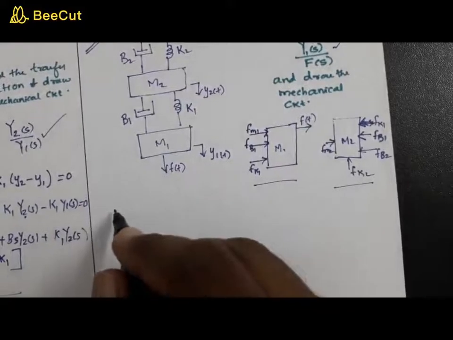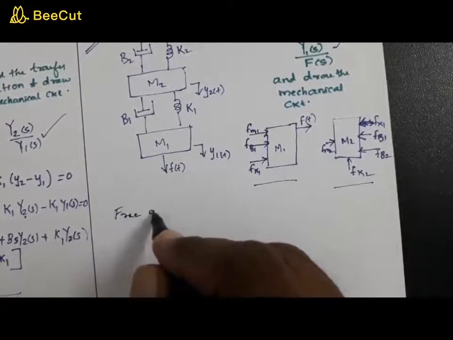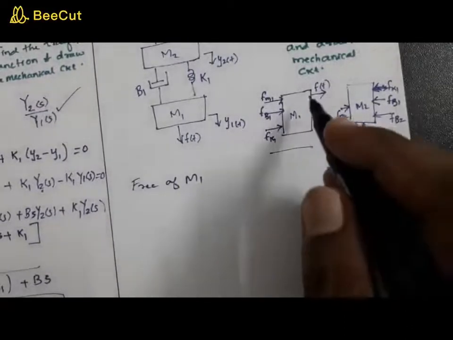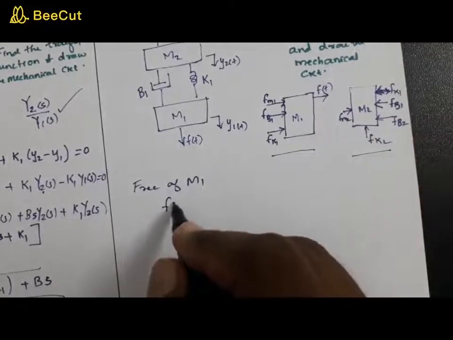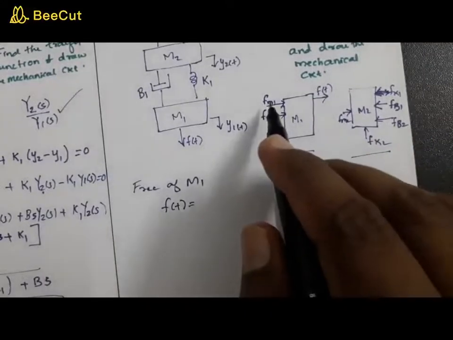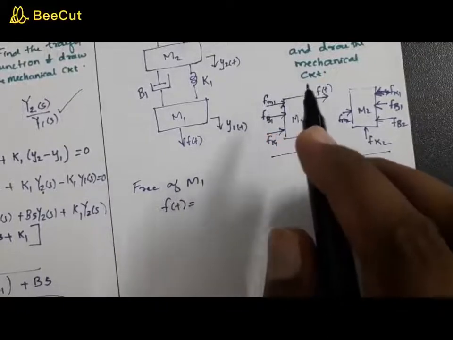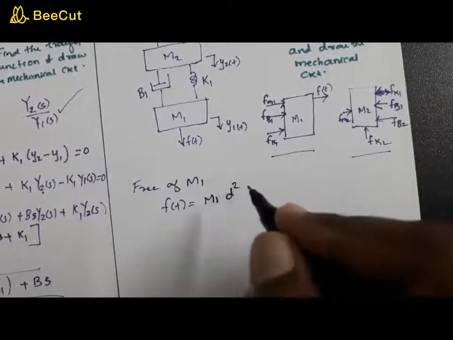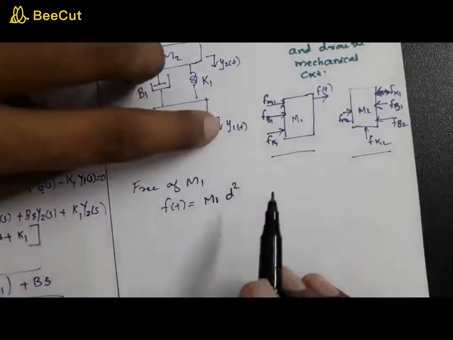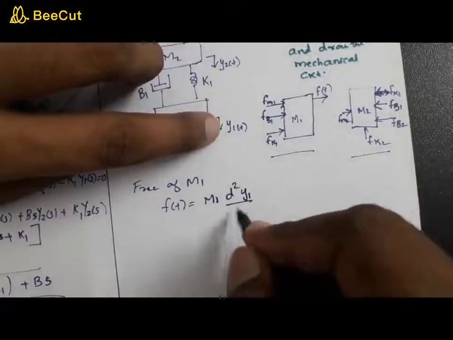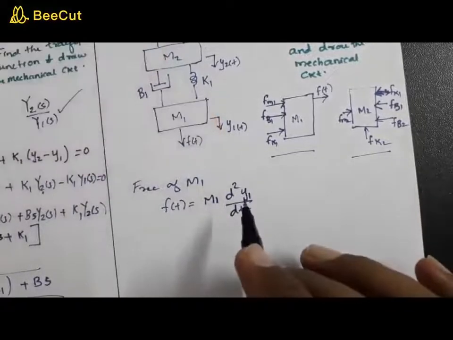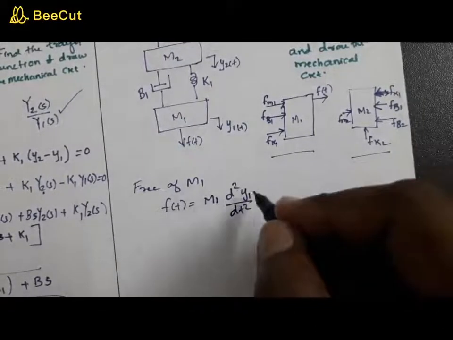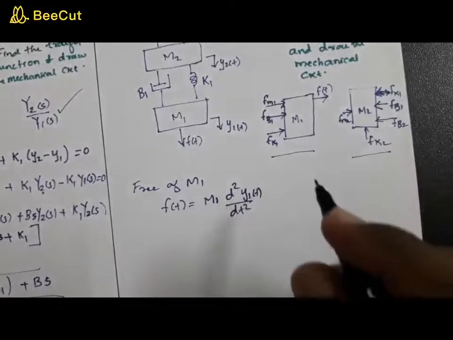Now considering the free body diagram of M1, you should look for the external force. The only external force is given as F of t. F of t is equal to the force due to the mass M1. That is M1 into, what is the displacement associated with M1, which is Y1, d square Y1 by dt square. Why is this? Because the force associated with the mass is mass into acceleration. So this is d square y1 of t by dt square.